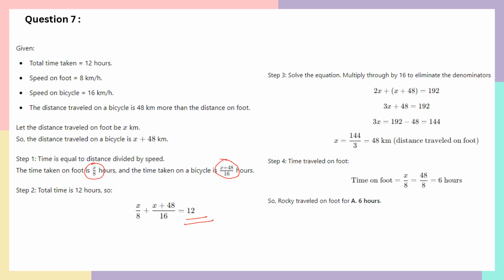So by solving this equation, we find the value of x, which is 48 kilometers, the distance traveled on foot. Now in step 4, time traveled on foot is x by 8, which is 48 upon 8, which gives 6 hours. So Rocky traveled on foot 6 hours.